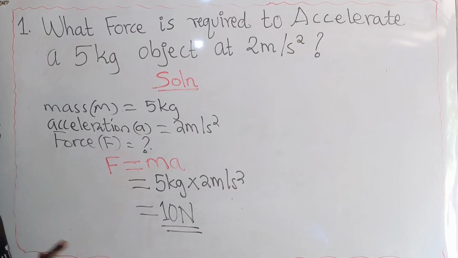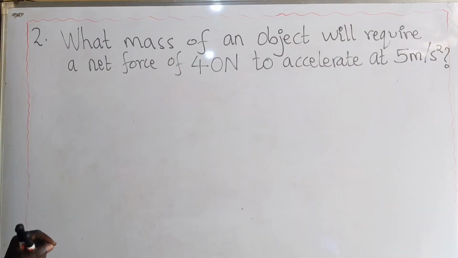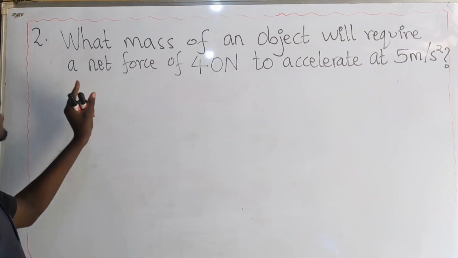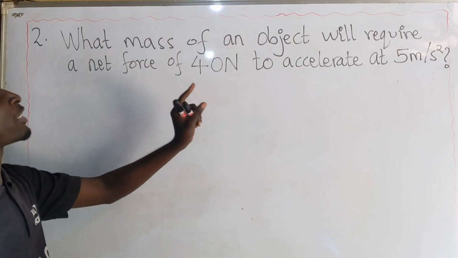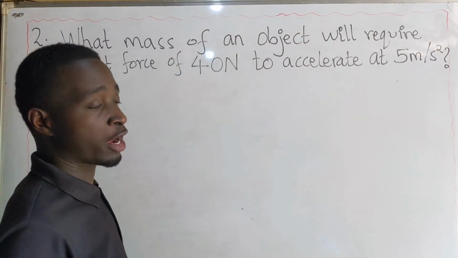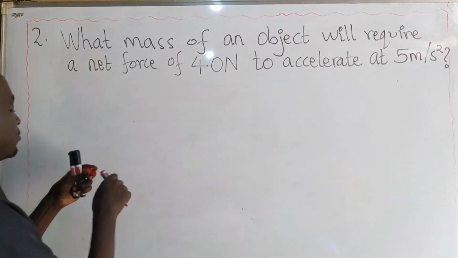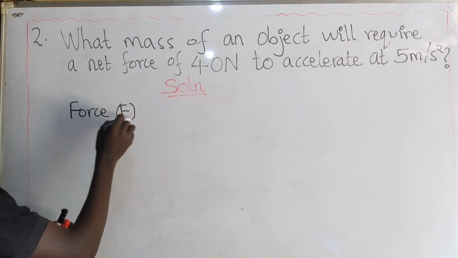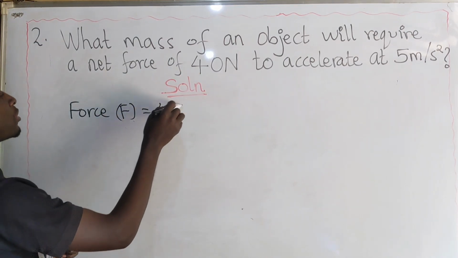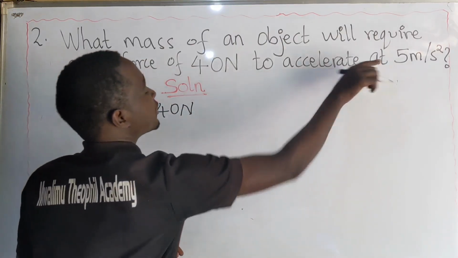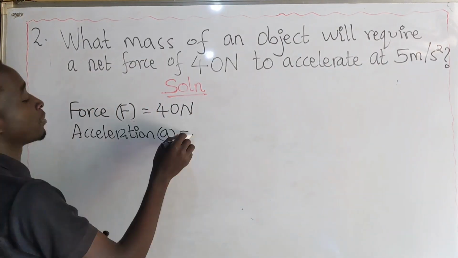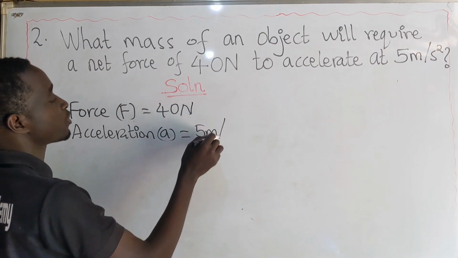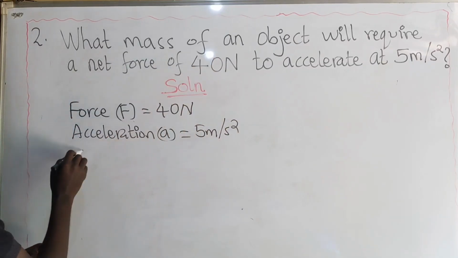After that, let's go to a second example. The second example states: what mass of an object will require a net force of 40 Newton to accelerate at 5 meters per second square? Now, let's see the solution. In this, we already have force F, which is equal to 40 Newton. Also, we have acceleration a, which is equal to 5 meters per second square. Now we are asked the mass.